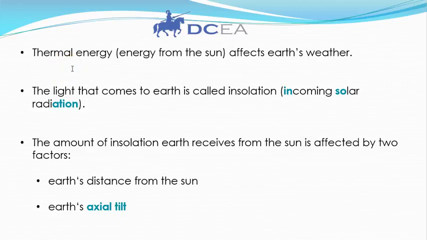Thermal energy, or energy from the sun, affects Earth's weather. The light that comes to Earth is called insolation. Insolation is a word formed by pieces of other words: incoming solar radiation. So we call this insolation. The amount of insolation Earth receives from the sun is affected by two factors: Earth's distance from the sun and Earth's axial tilt.